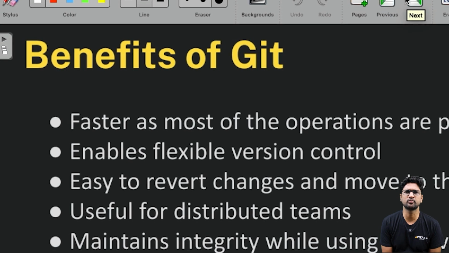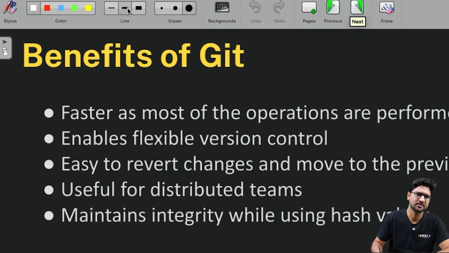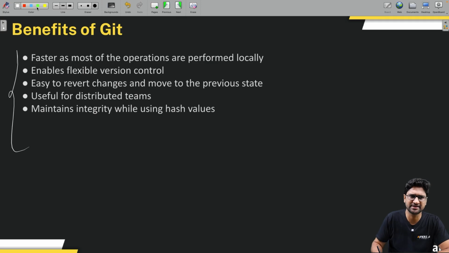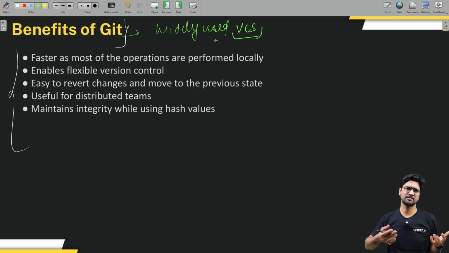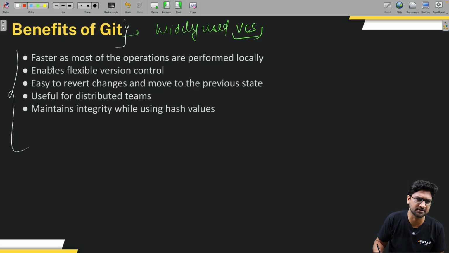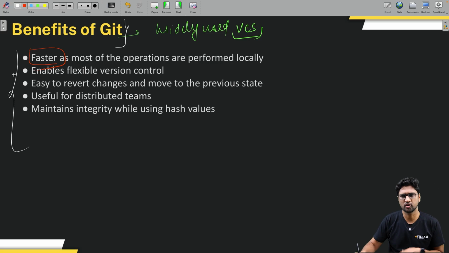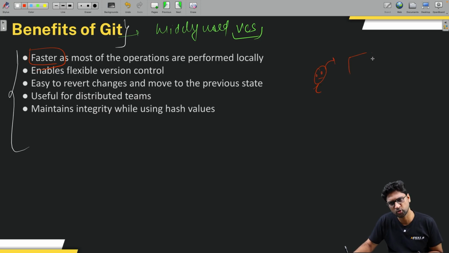So let's talk quickly about the benefits of Git. These are all the bookish reasons. One of the biggest reasons for me to learn Git is that it's one of the most widely used version control systems. And why is it widely used? There are certain advantages and reasons, right? Because Git is faster. Why faster? Because as I told you, when I make use of a version control system, this Git can be installed on your local machine itself.